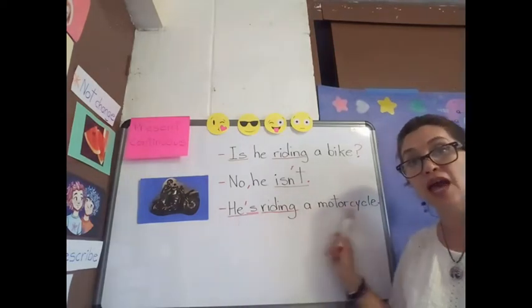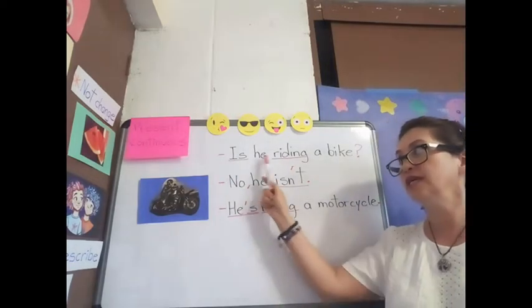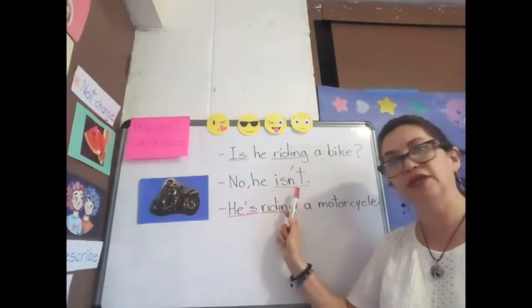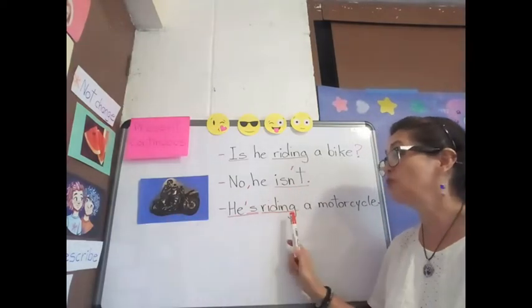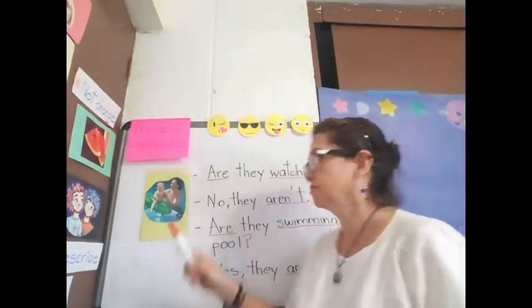He's riding a motorcycle. Can we read the sentences again? Is he riding a bike? No, he isn't. He's riding a motorcycle. We can give affirmative or negative answers. Let's see these short answers.